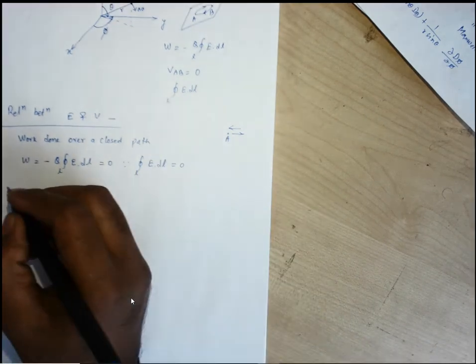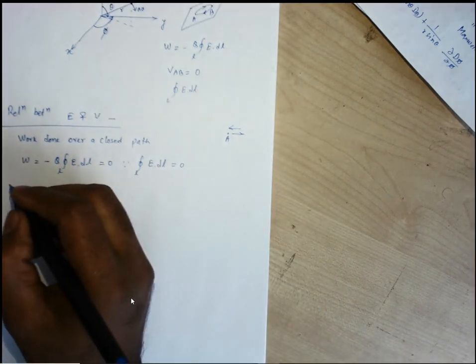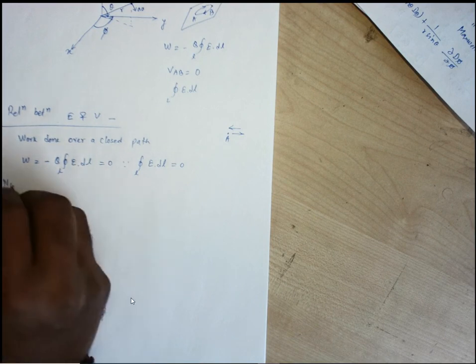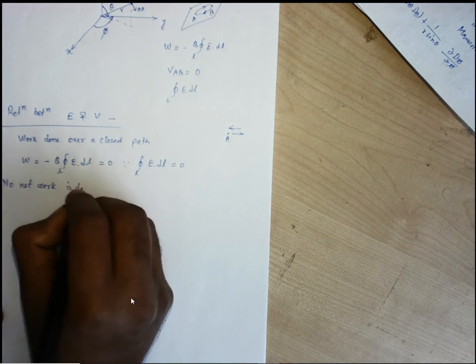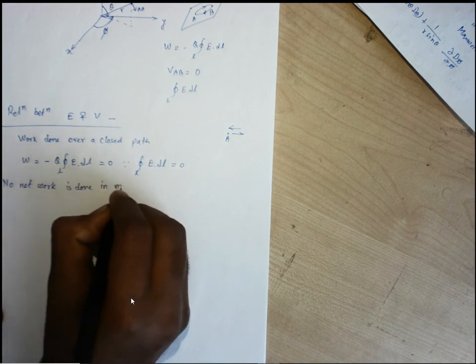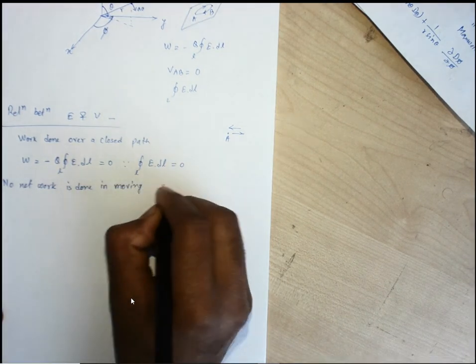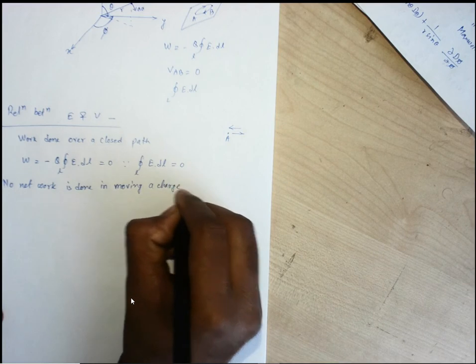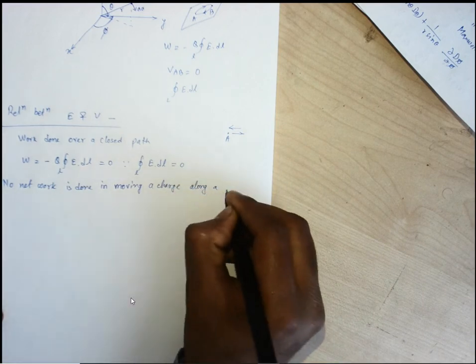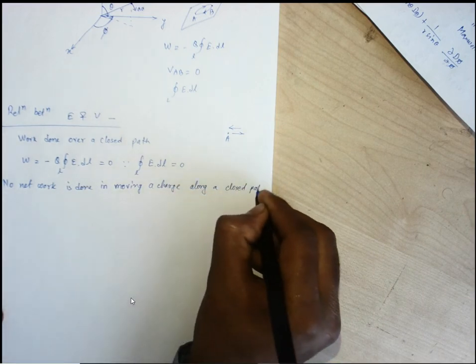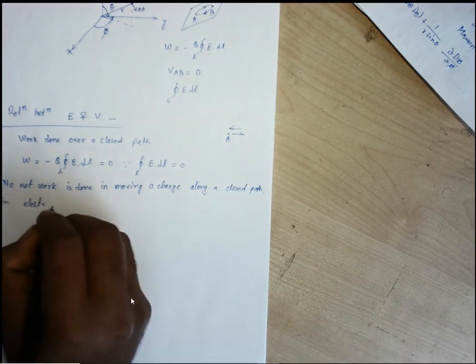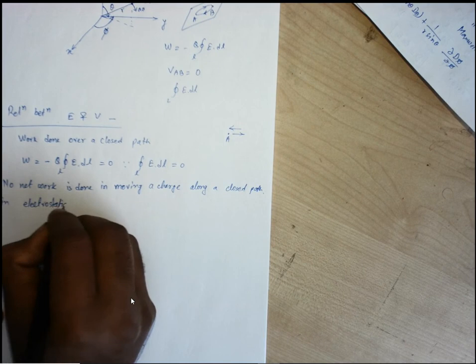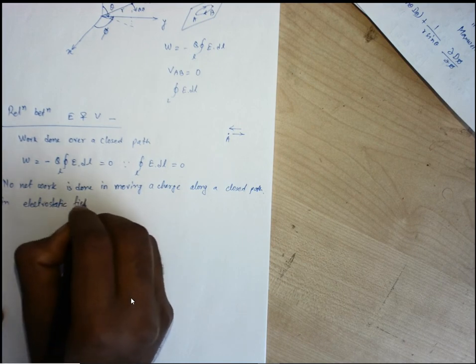Okay, so this implies that no net work is done in moving a charge along a closed path in an electrostatic field. We must mention this electrostatic field.